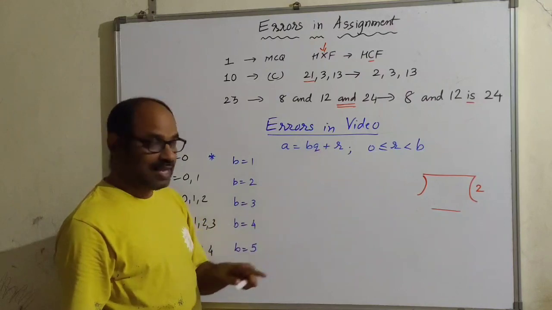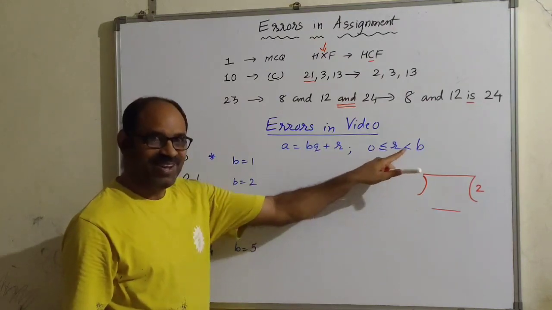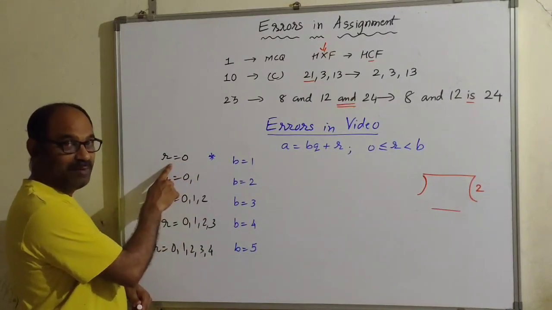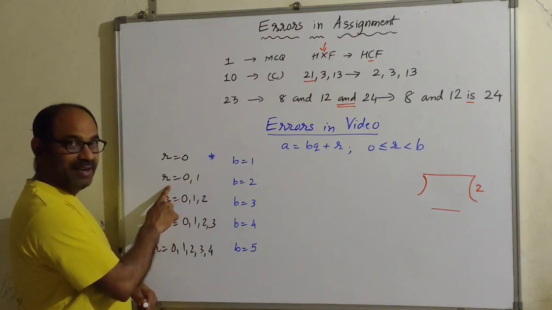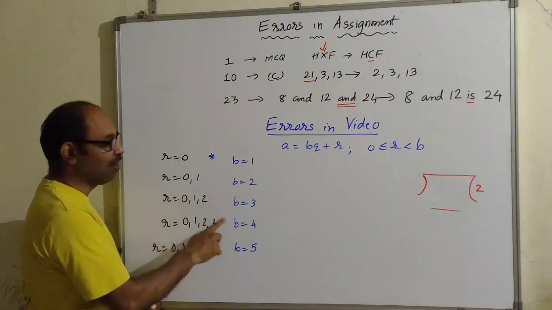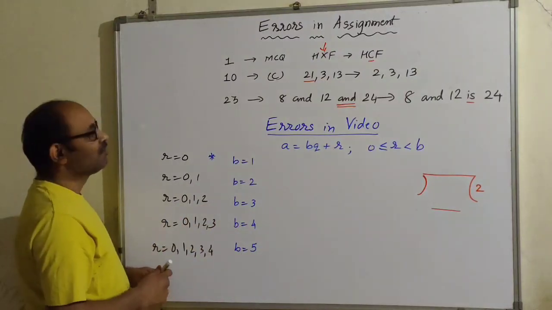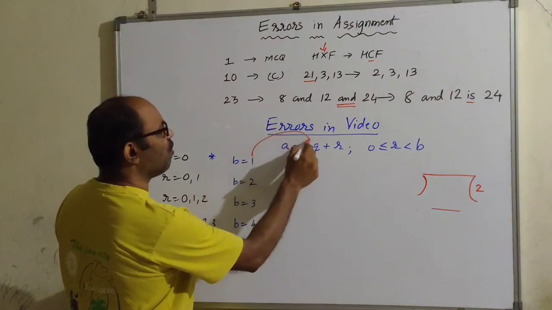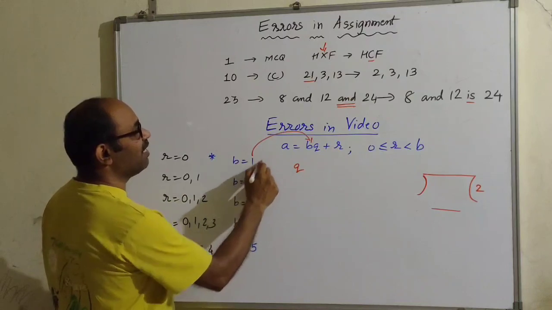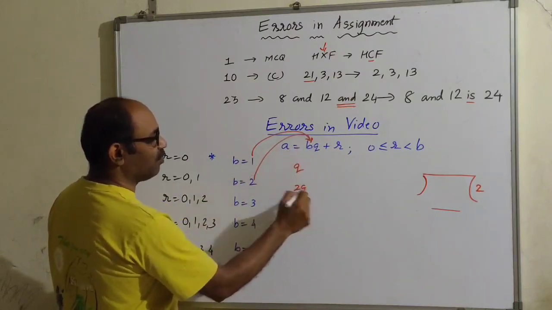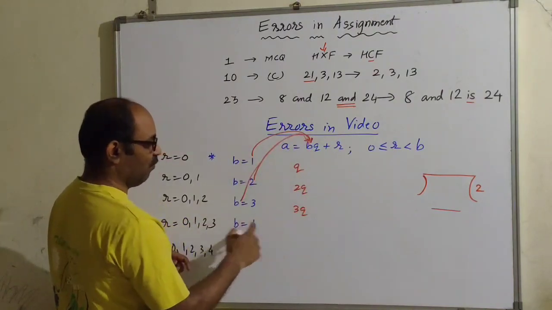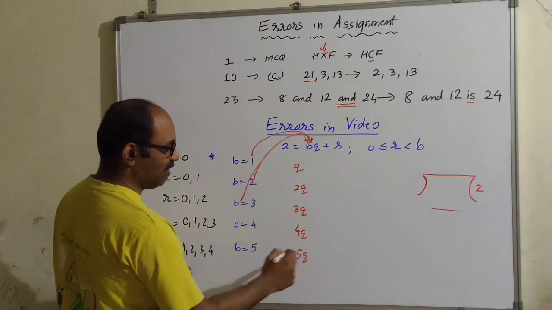A is equal to BQ plus R, where R is greater than or equal to 0 and less than B. If you take B equal to 1, then the remainder would be 0. B equal to 2, remainder either 0 or 1. B equal to 3, remainder either 0, 1 or 2 and so on. Right? So taking B equal to 1 gives you 1Q, so you may write Q. If you take B equal to 2, you can take 2Q. If you take B equal to 3, it is 3Q, 4Q, 5Q.